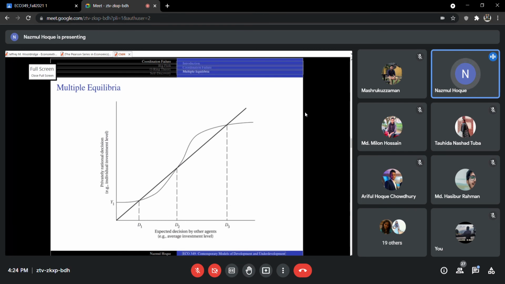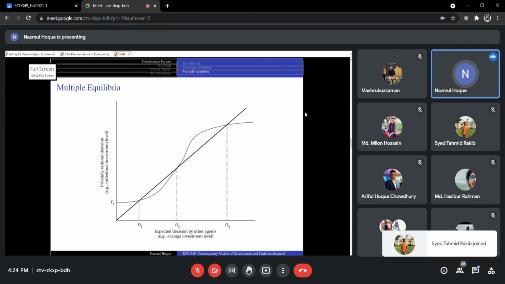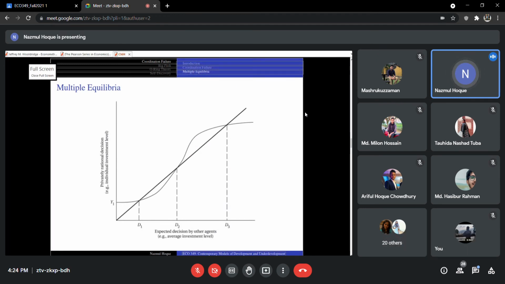So how do we move away from D1 to D3? Because D3 is the good equilibrium, the high level equilibrium. How do we move there? Generally, in this kind of situation, you would expect government intervention, sometimes helping to move this equilibrium from point D1 to D3.